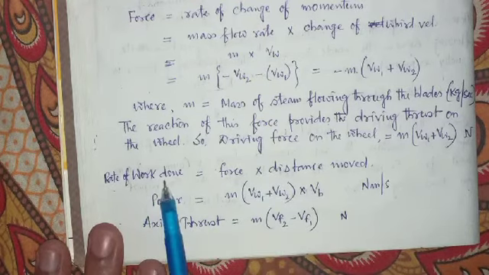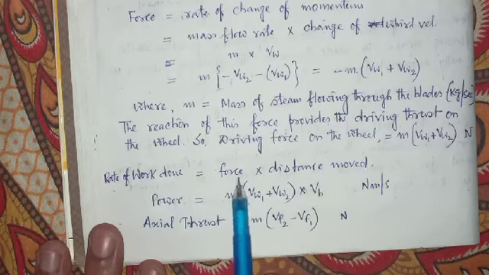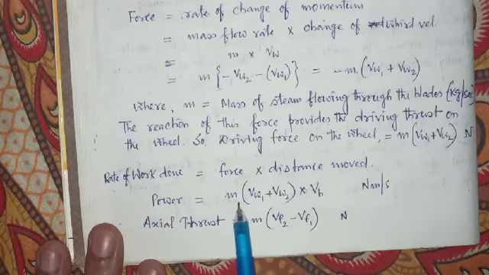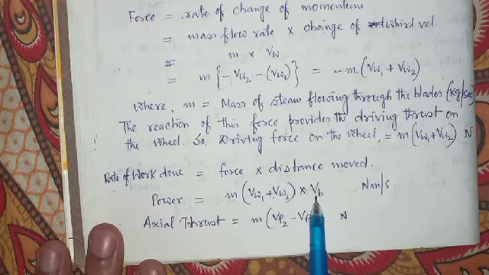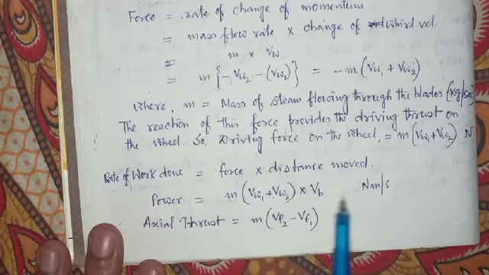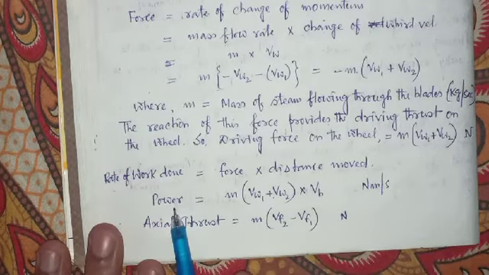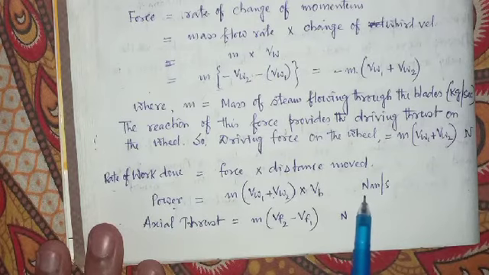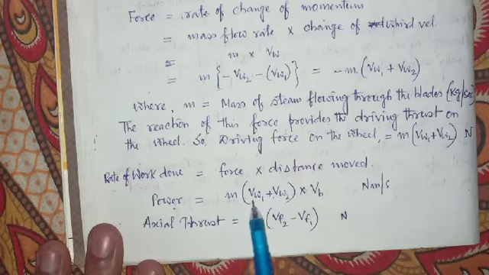So we know work done equals force into distance moved, but here it is the rate of work done. Force is m into v, where m is per second, into distance. So don't try to misguide yourself. This is Newton meter per second, which means rate of work done is power. Or you can write watt, or else you can write this expression divided by 1000 as kilowatt.